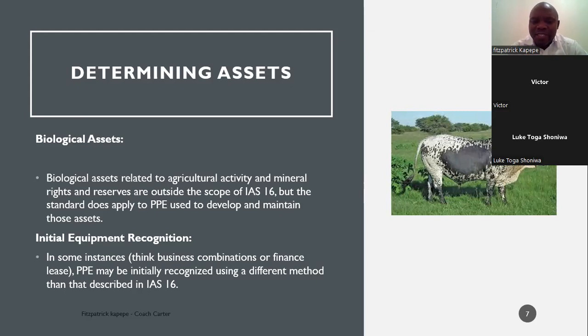Initial recognition. In some instances, property, plant, and equipment may be initially recognized using a different method than that described in IAS 16. Then subsequent recognition can come and sit under IAS 16.